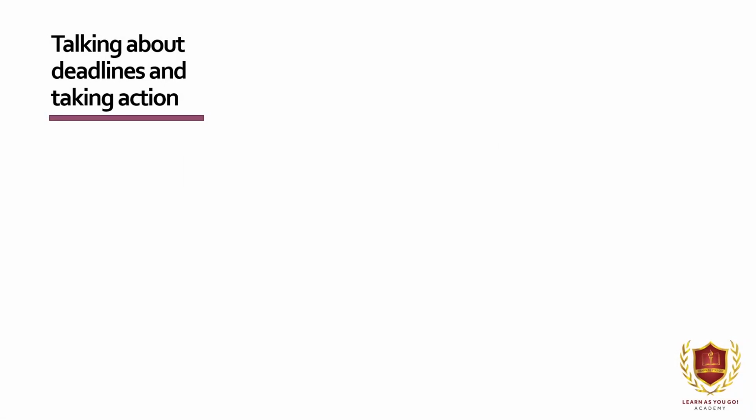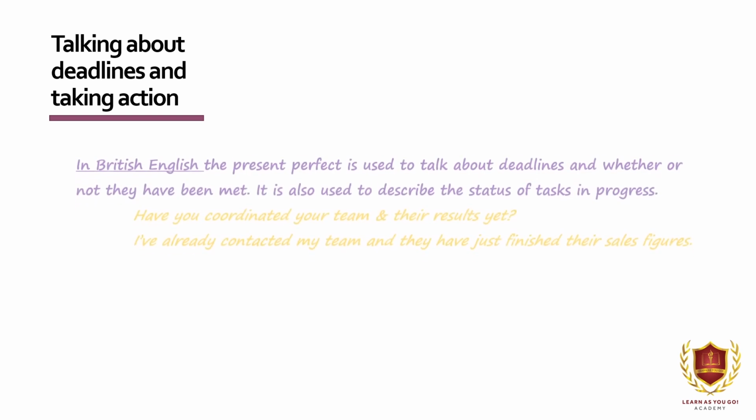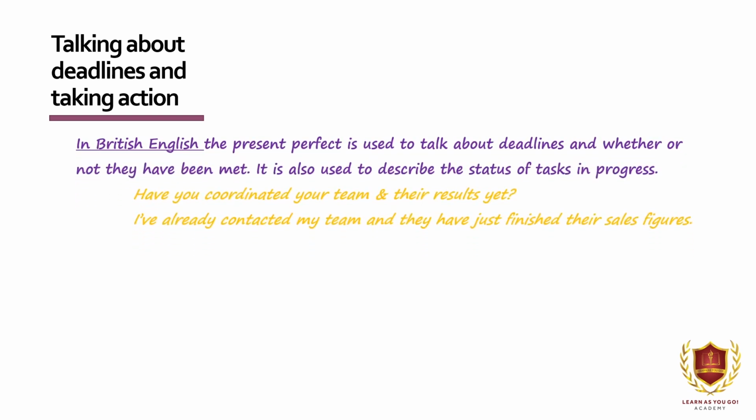Let's move to talk about deadlines and taking action. In British English, the present perfect is used to talk about deadlines and whether or not they have been met. It is also used to describe the status of tasks in progress. Examples: have you coordinated your team and their results yet? I've already contacted my team and they have just finished their sales figures.